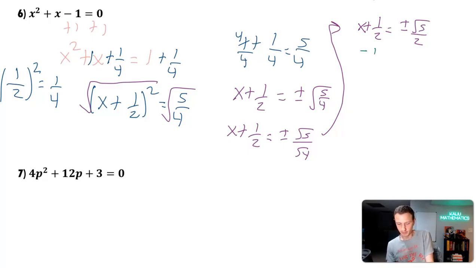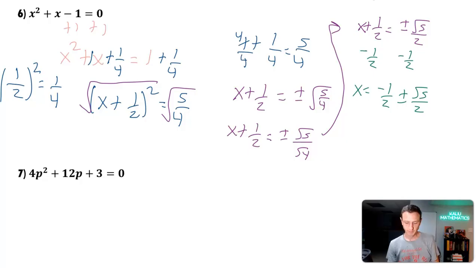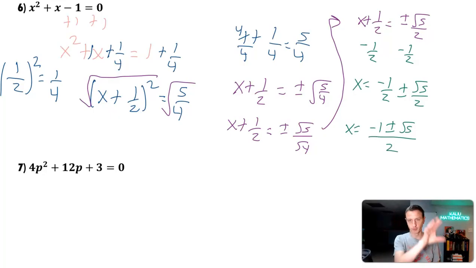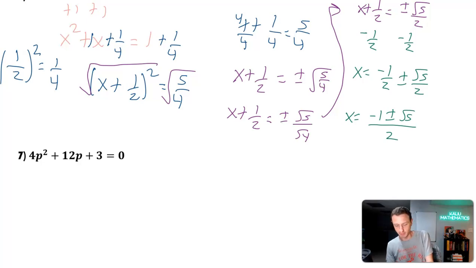To get x by itself, I'm going to subtract a half from both sides. So x equals negative 1/2 plus and minus square root of 5 over 2. Luckily, in this very rare scenario, those denominators are the same. So I could actually just write this as x equals negative 1 plus and minus the square root of 5, all over 2. Or you could separate it into 2: negative 1 plus square root of 5 all over 2, negative 1 minus square root of 5 all over 2. I'm running out of room on this problem, so I'm going to just leave it like that, but you could separate it into the 2 if you would like.